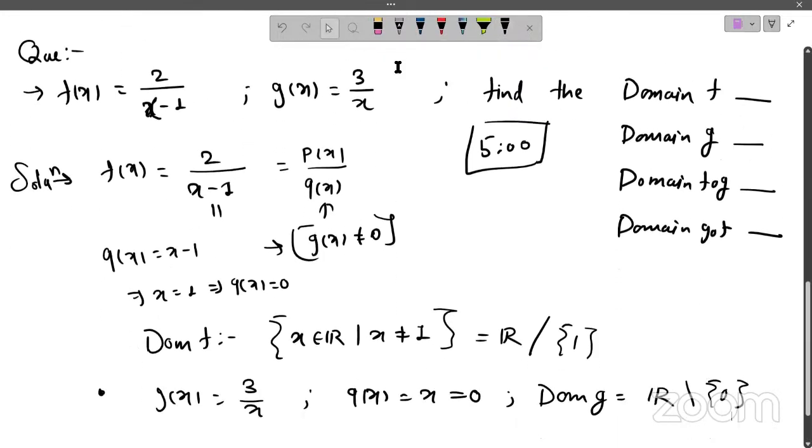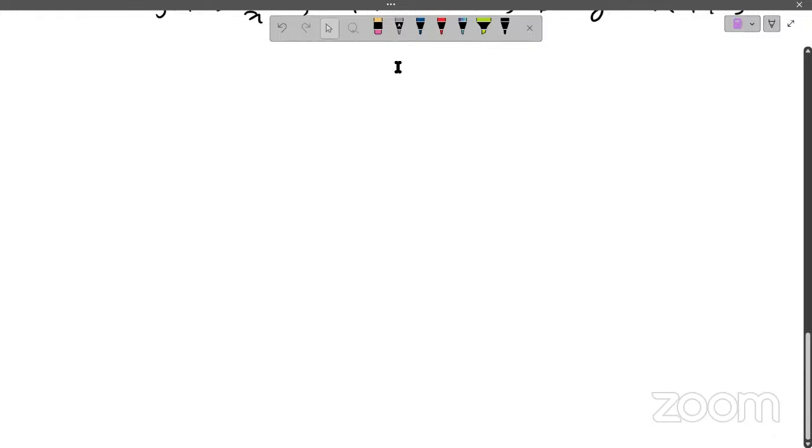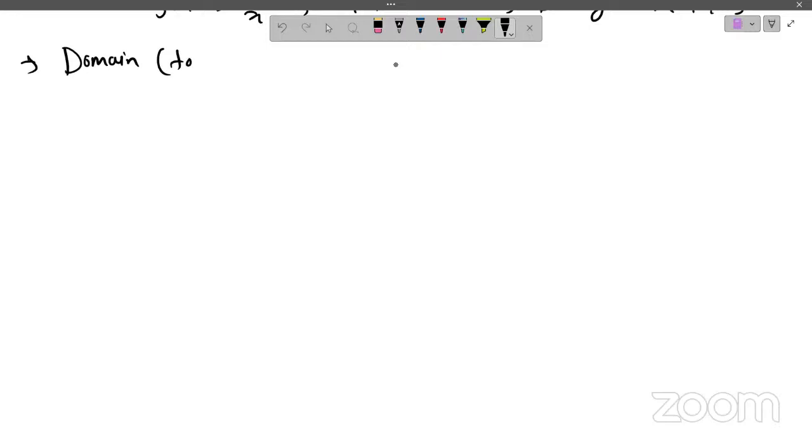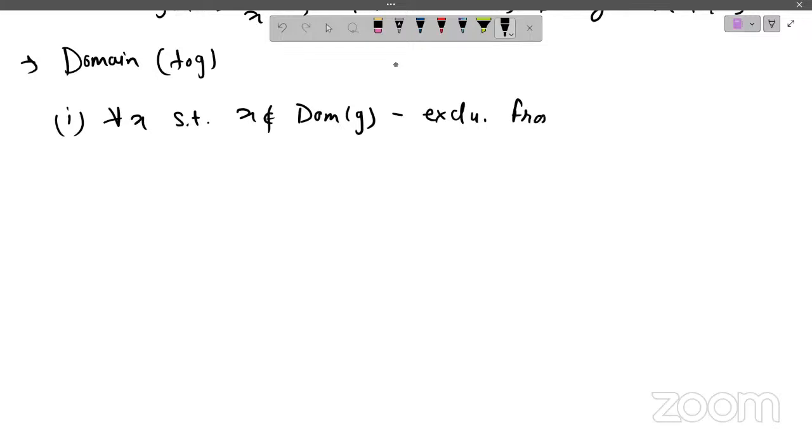Okay. So now we go with f composite g. We want to find the domain of f composite g. For finding the domain of f composite g, we always have to remember these two rules. The first rule is for all x such that x does not belong to the domain of g, these x should be excluded from the domain of f composite g. Is this rule clear to everyone, that we don't have to take those x at which g is not defined, because if g is not defined, then how can we define f of g of x, right?